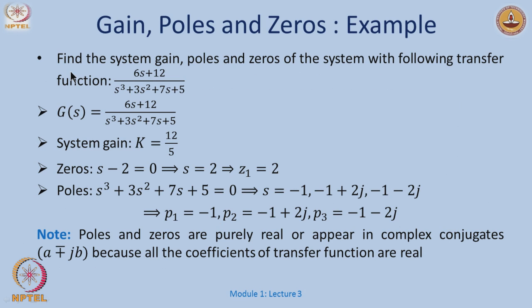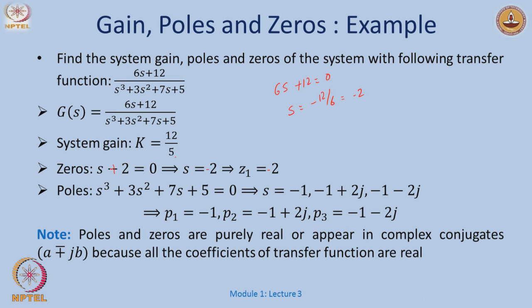Okay, so let us see the system given by (6s + 12)/(s^3 + 3s^2 + 7s + 5), and I want to find the system gain, the poles and the zeros. The DC gain: just set s equal to 0 and I can easily compute that the DC gain of the system is 12/5. What are the zeros? Set the numerator polynomial to 0, 6s + 12 = 0, which gives s = -12/6 = -2. So the zero would be at minus 2.